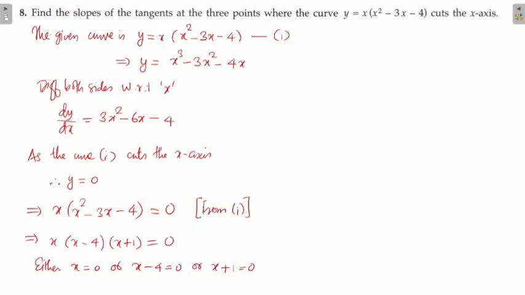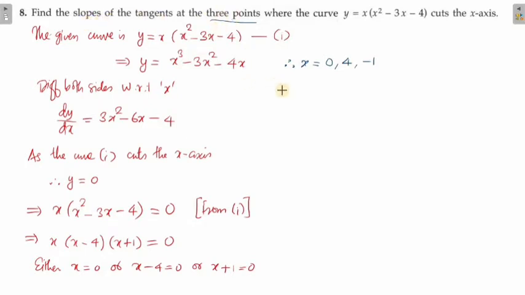Okay, so let's see what those three values are. Therefore x is equal to 0, next one from here you get 4, and the next one is minus 1. Since they are talking about the 3 points, the 3 points are 0 comma 0, 4 comma 0, and minus 1 comma 0. So I got the 3 points. Therefore the question is asking you to find the slope of the tangents at those 3 points.